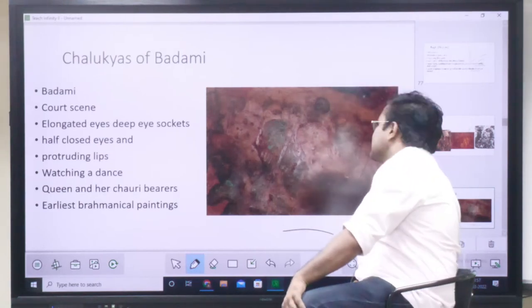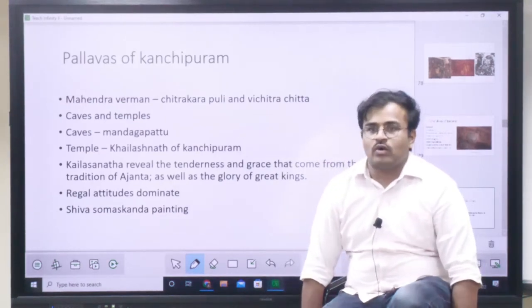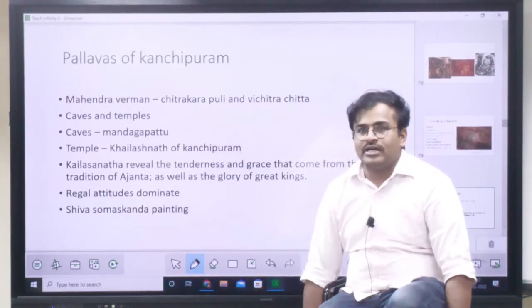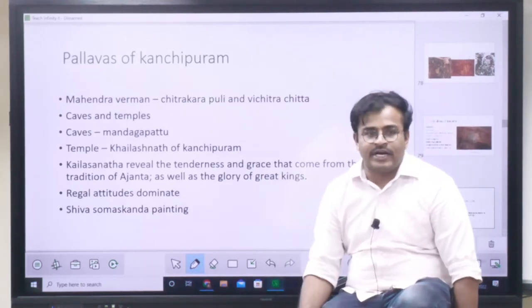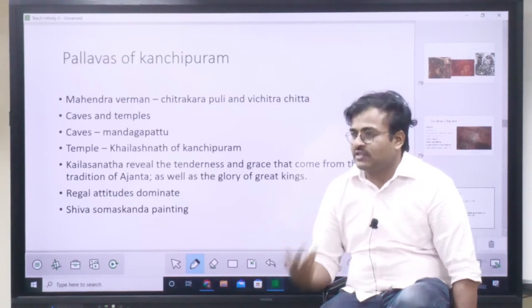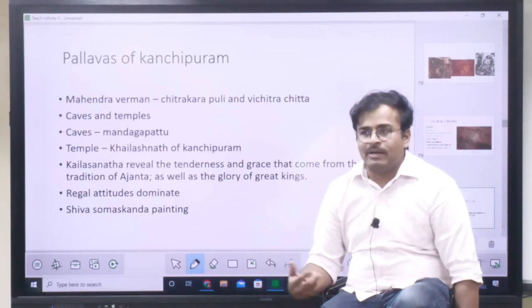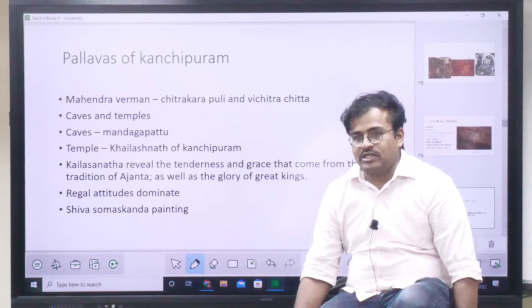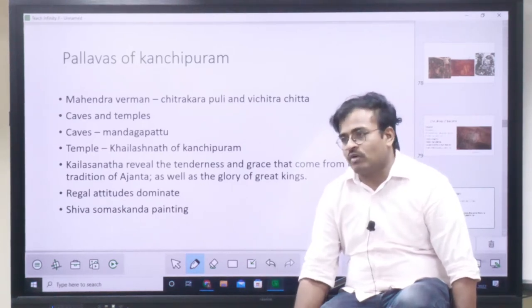Next one is the Pallavas of Kanchipuram. The Pallavas of Kanchipuram constructed a lot of caves and temples. And here, one of the kings himself is a painter of great merit. His name is Mahendra Varman, who had titles like Chitrakara Puli, Vichitra Chitta. The Pallavas of Kanchipuram had their paintings at both Mahabalipuram and Kanchipuram. In Kanchipuram, there is the Kailashnath temple. And in Mahabalipuram, there are many temples. In these temples also, there is a painting tradition of their own.